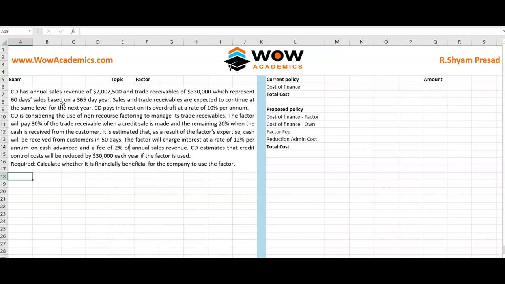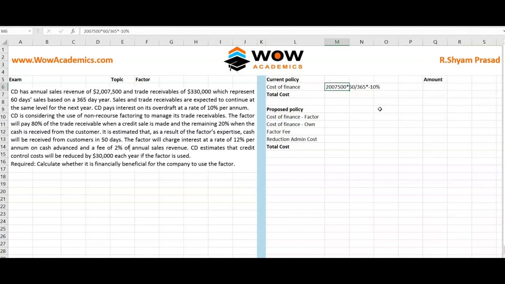So we'll start. We'll work out this entire sum in terms of the given numbers itself. We're not going to convert into thousands or millions. We'll directly work it out. So the company has a total of 2,07,500. This number is going to be with the company as credit sales for 60 days divided by 365 days in a year. And this has to be financed by the company. So the company will be using a negative 10% of overdraft. So that's about the number.